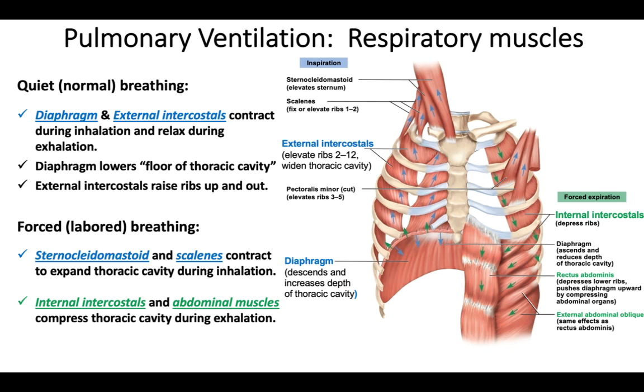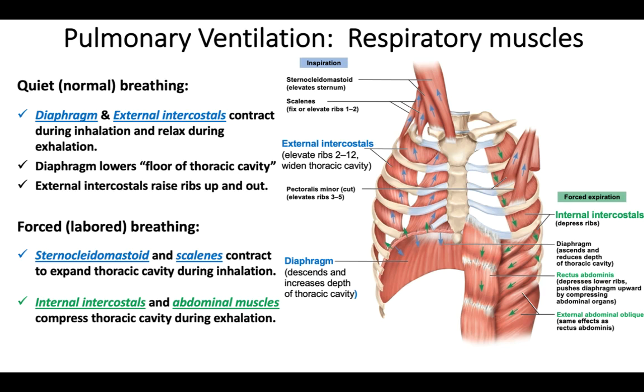So when you inhale, the diaphragm flattens, it goes down, and the ribs move up and out. The diaphragm lowers the floor of the thoracic cavity, and the external intercostals raise the roof, if you will, or pull the wall up and out. So together that makes the chest larger. And then when you exhale, these muscles relax and that chest gets smaller. So that's during normal quiet breathing.